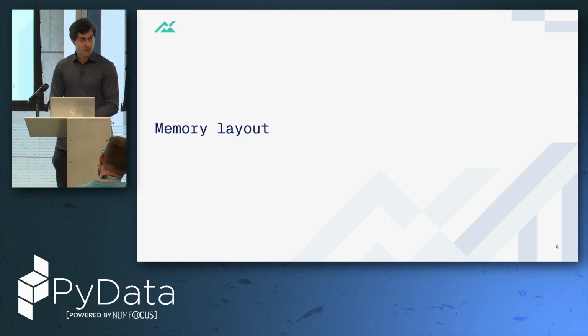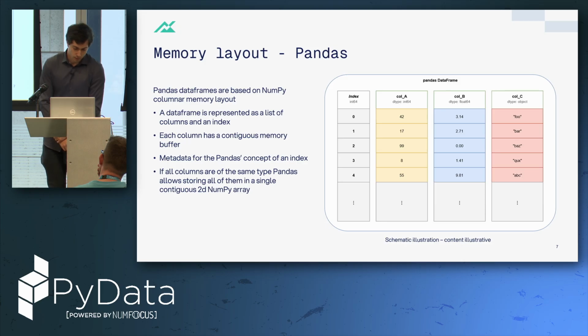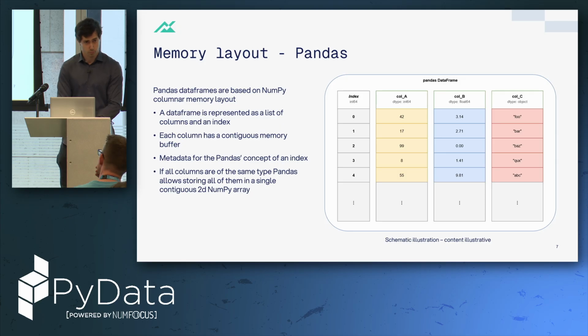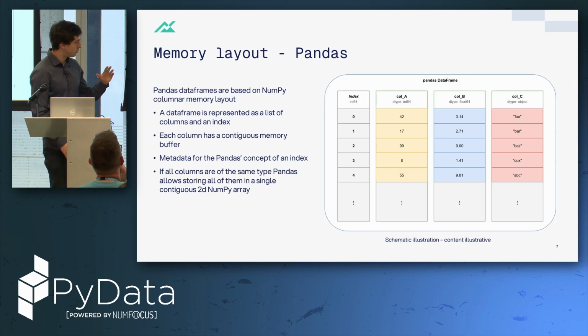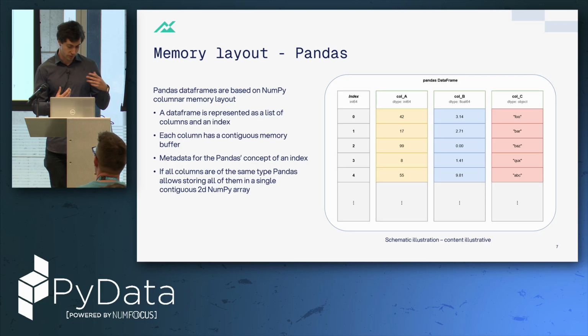So let's start talking about differences between pandas and polars. We'll start with the memory layout differences. Pandas data frames have many different possible memory formats. I'll talk mostly about the most commonly used one, which is just a sequence of NumPy buffers. So essentially, each data frame can be represented as a sequence of columns. Each column is a continuous block of memory of the same data type.